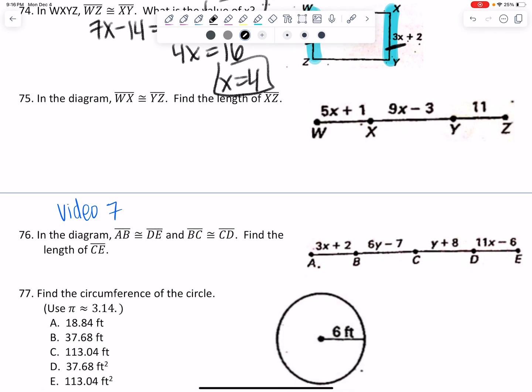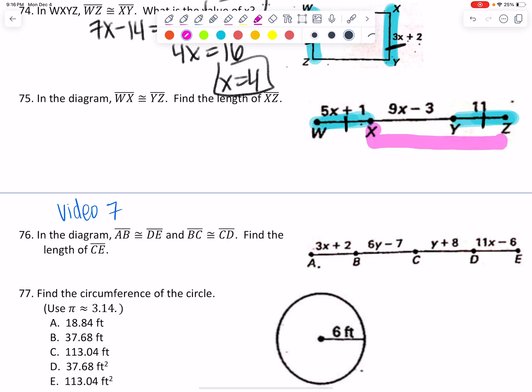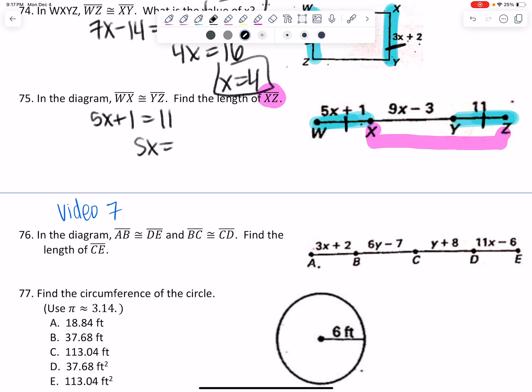Okay, in this diagram, WX is congruent to YZ. So those two little pieces, I'm going to color code, blue and blue, are congruent. It wants me to find the length of XZ. XZ goes from here all the way to here. So what I need to do is I need to know what x is first. So I can take my two expressions, my two segments that are congruent, and set their expressions equal to each other. 5x plus 1 is equal to 11. So 5x is equal to 10. So x is equal to 2.